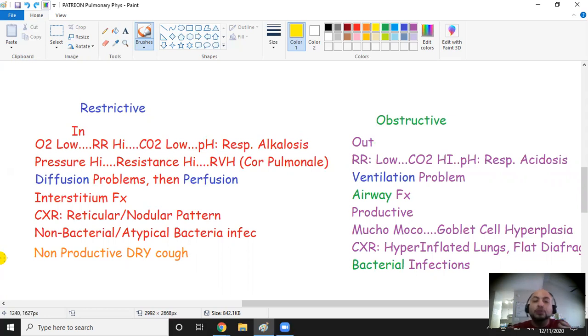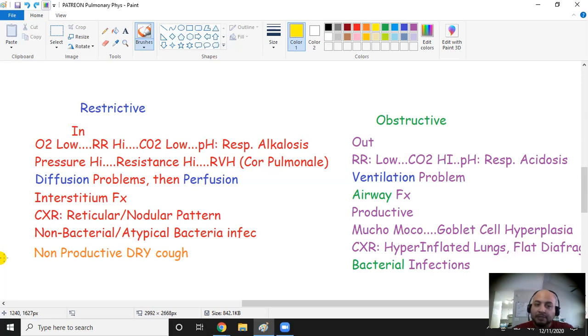So what are we trying to do with CO2? Do we want to keep it or do we want to get rid of it? We're trying to get rid of it, right? So if I hyperventilate, I hyper get rid of it. Got it? So therefore my CO2 has to be low. And because CO2 is an acid and I'm hyperventilating and I'm losing acid, I stay base. So respiratory alkalosis will occur in restrictive lung diseases.